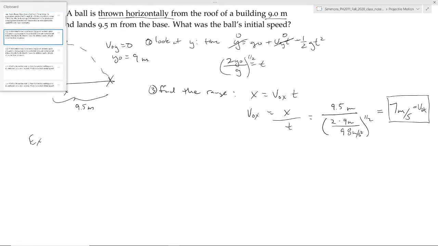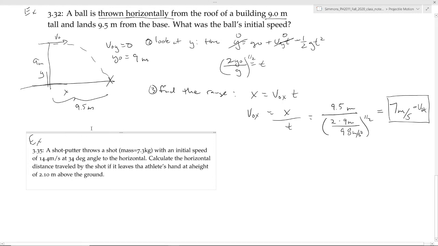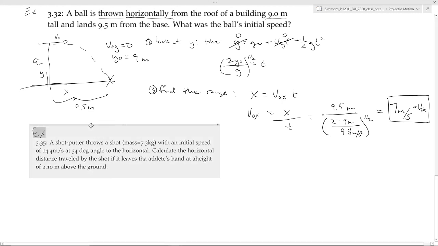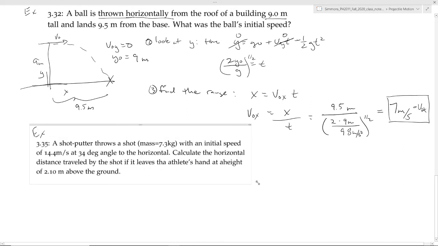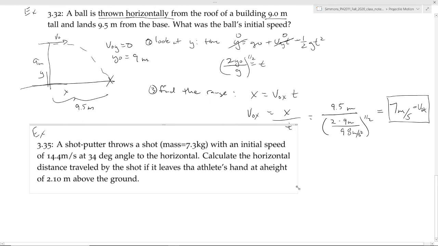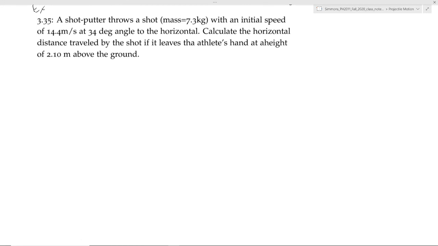So let's see here. So now we're talking about a shot putter. I'll make this a little bit bigger so it's easier to read. So we have a shot putter throws a shot, mass 7.3 kilograms, with an initial speed of 14.4 meters per second at an angle of 34 degrees to the horizontal. Calculate the horizontal distance traveled by the shot if it leaves the athlete's hand at a height of 2.1 meters above the ground.